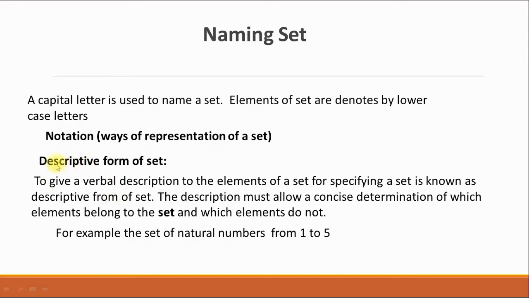First of all, I would like to tell you about the descriptive form of a set. To give a verbal description of the elements of a set is known as the descriptive form of a set. The description must allow a clear determination of which elements belong to the set and which do not. For example, the set of natural numbers from 1 to 5. This is the descriptive form of a set.